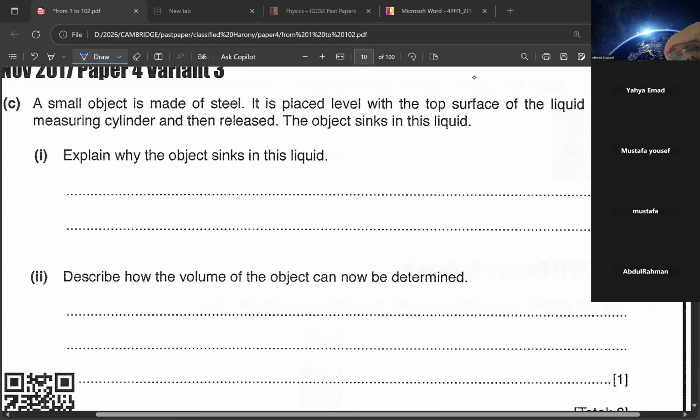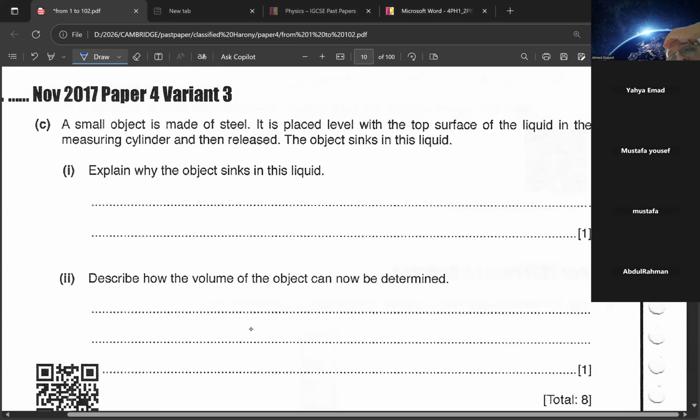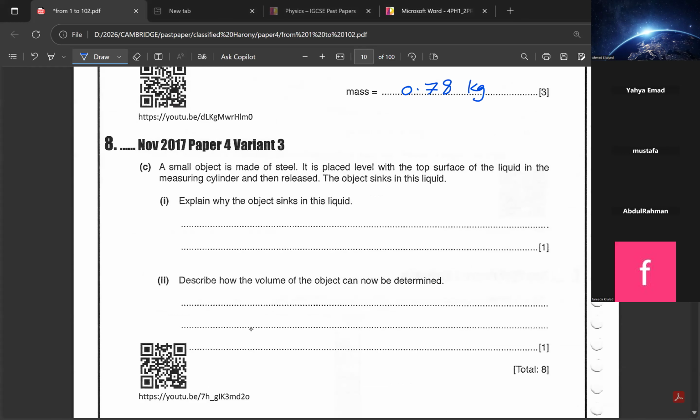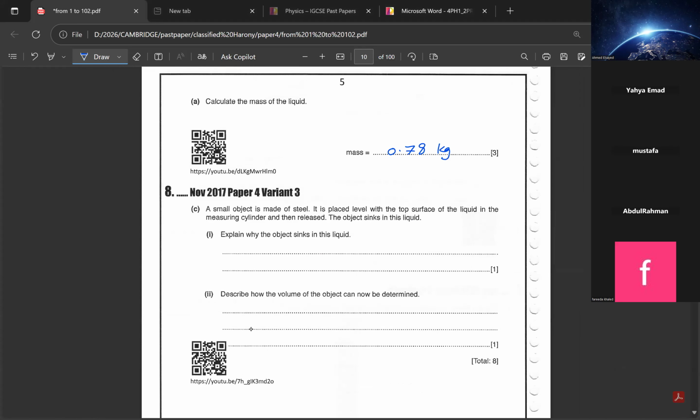Now I will ask you, Farida, for this question. The object sinks because it has a higher density than the liquid. The object will sink since it has a higher density than the liquid. Okay.